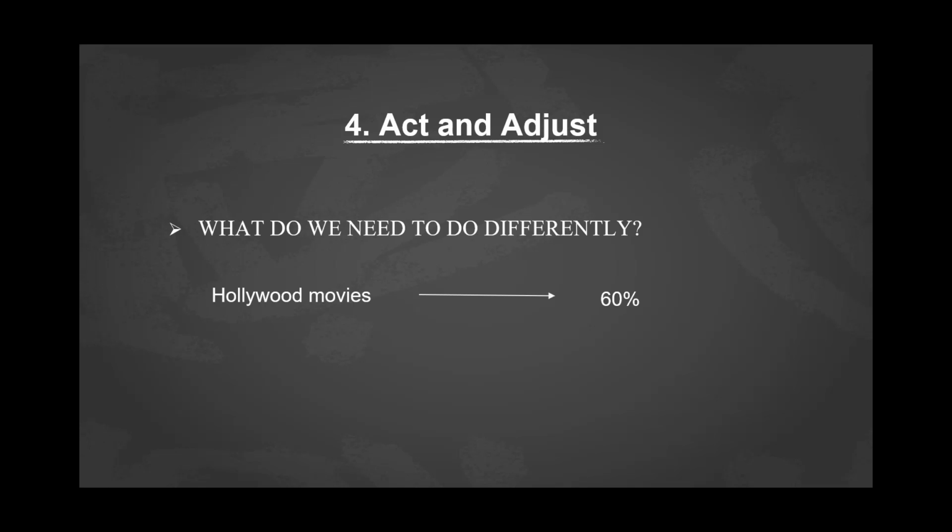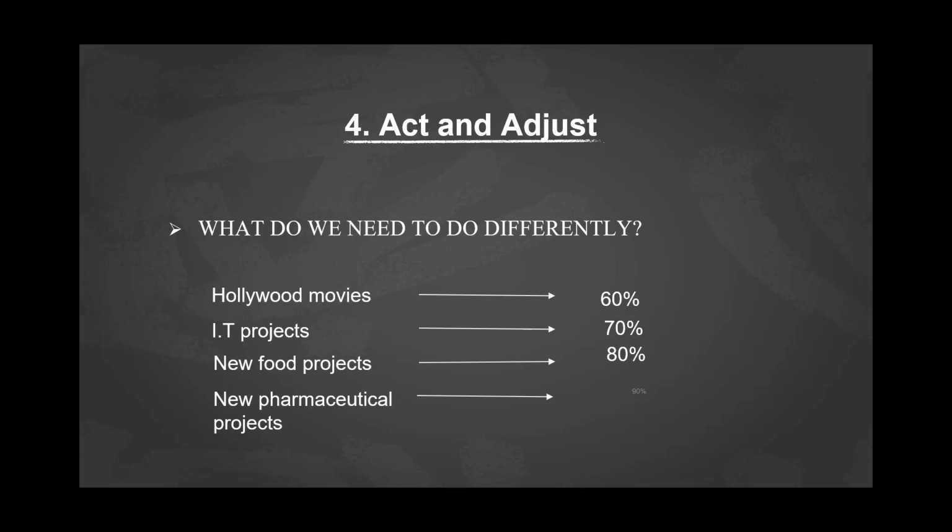The same is true for mergers and acquisitions. IT projects fail at the rate of 70%. For new food products, the failure rate is 80%. For new pharmaceutical products, it is even higher than 90%. Overall, the rate of failure for most new projects or ventures runs between 60% and 80%.